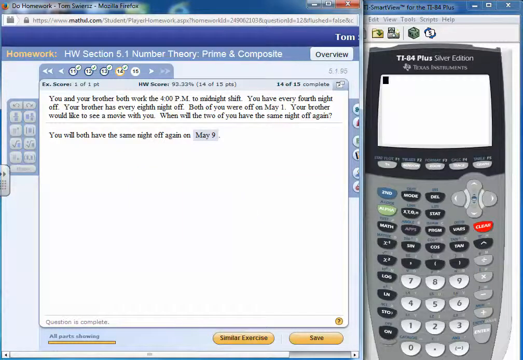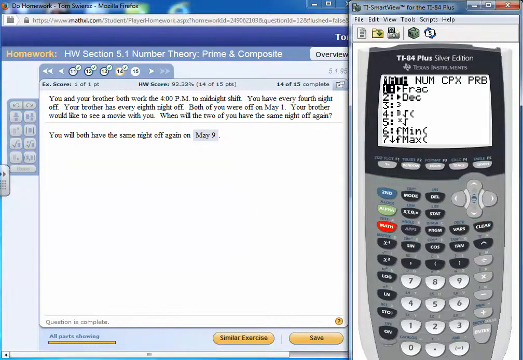On the calculator, you would just go ahead and do Math, Numbers, least common multiple is number 8. If you go too fast, you can just backtrack. Hit enter, and 4, 8, and the least common multiple is 8.